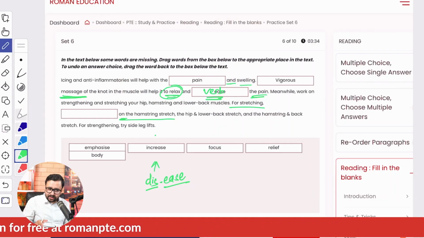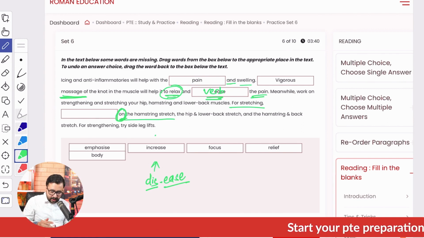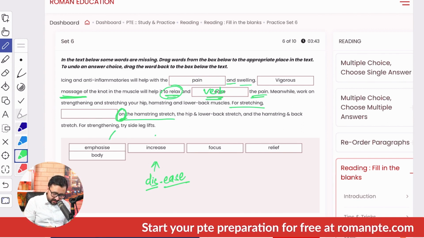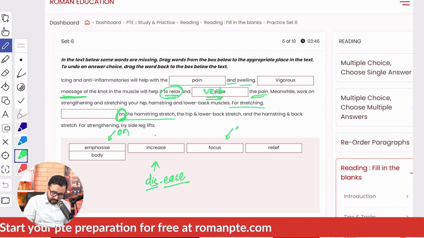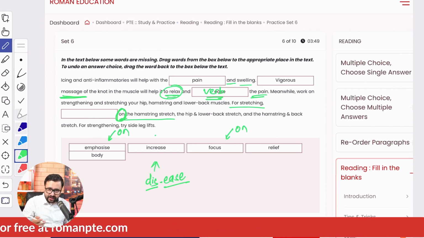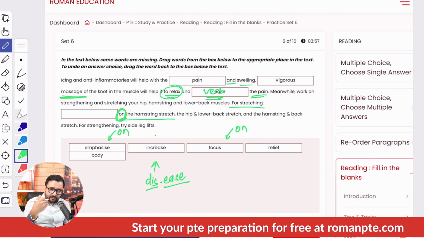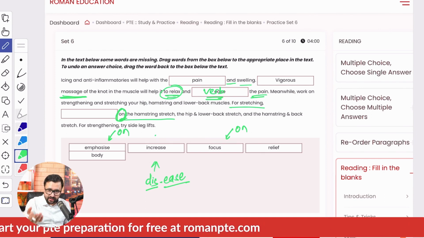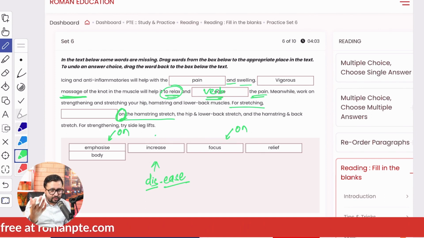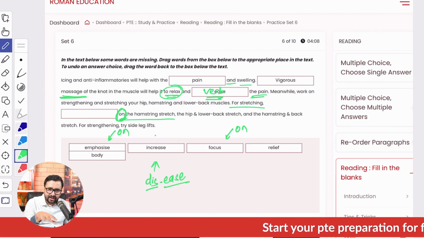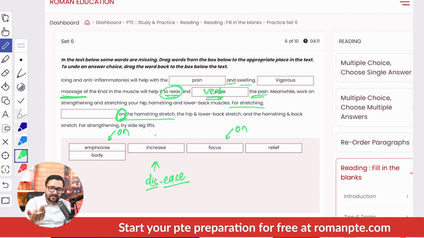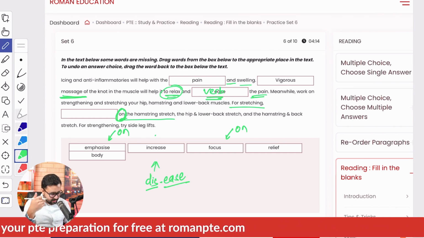Going back to the question, we can see that we are looking for a verb. Not just that, we also know this verb is followed by on. So if we quickly look at the options, you can see emphasize is followed by on and focus is followed by on. And both of them can be used as verbs as well. So now you have to think which would be a better choice here. For stretching, emphasize on the hamstring stretch or focus on the hamstring stretch? Then the answer is focus on the hamstring stretch, because emphasize is usually used for concepts, opinions, ideas, and we are talking about the action here, stretching the hamstring. So focus sounds more natural compared to emphasize.